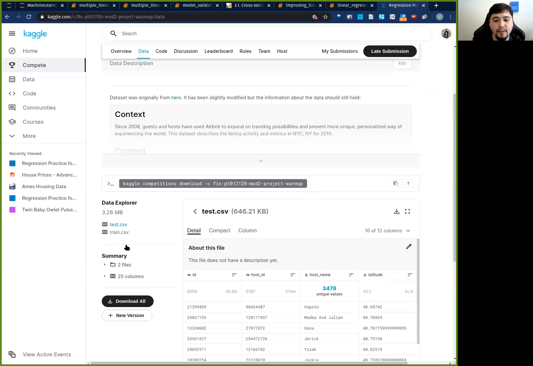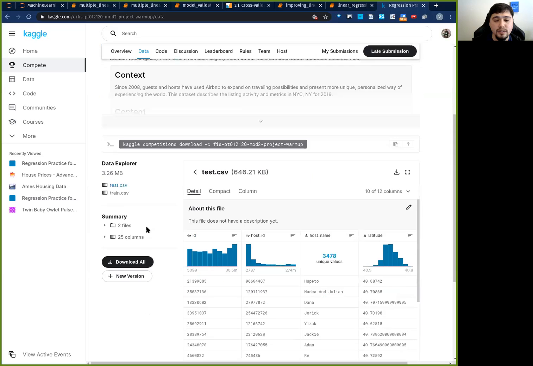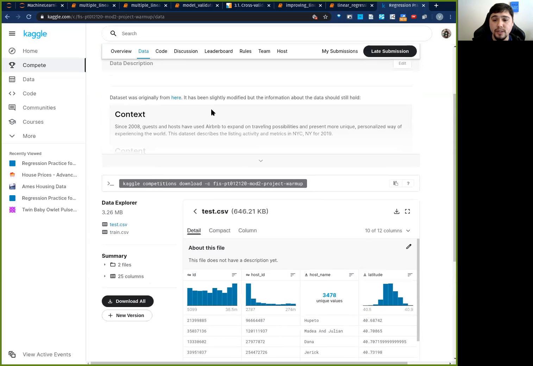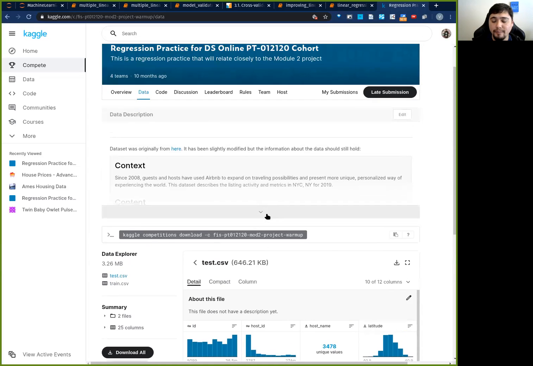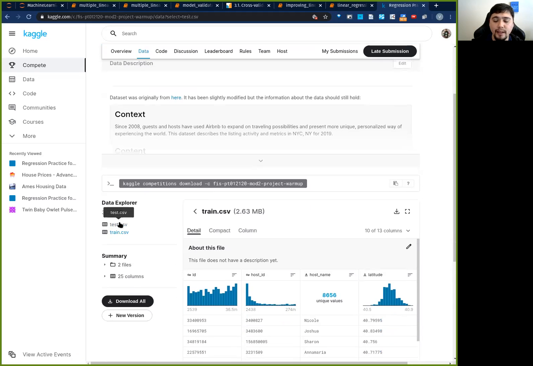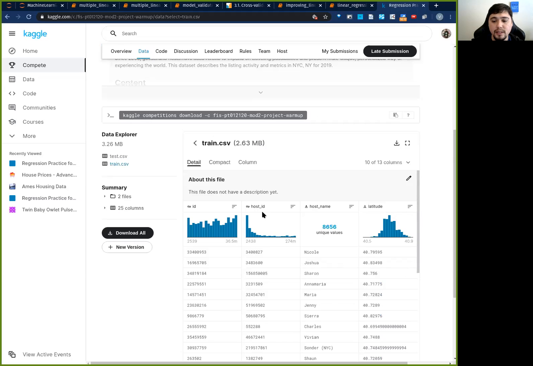In this case, we have our test set and our train set. I believe this was predicting the price of an Airbnb listing based on the features given. And so what you'll get is 2 different files, a train file, .csv in this case, and a test file.